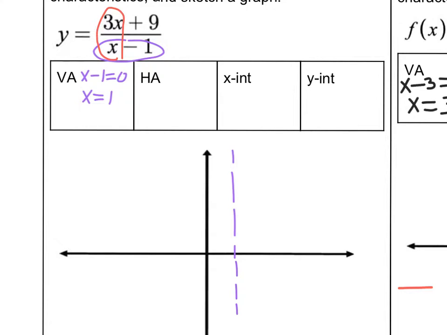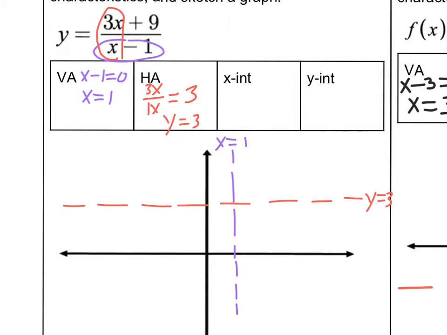All right, horizontal asymptote, that's going to be based on the ratio of leading coefficients. If we plug in really big numbers, we get 3x over 1x, which is going to be 3. So we're talking about a height of 3. I'm going to label this y equals 3, and I'll label the other one x equals 1, just so I know that they're there.